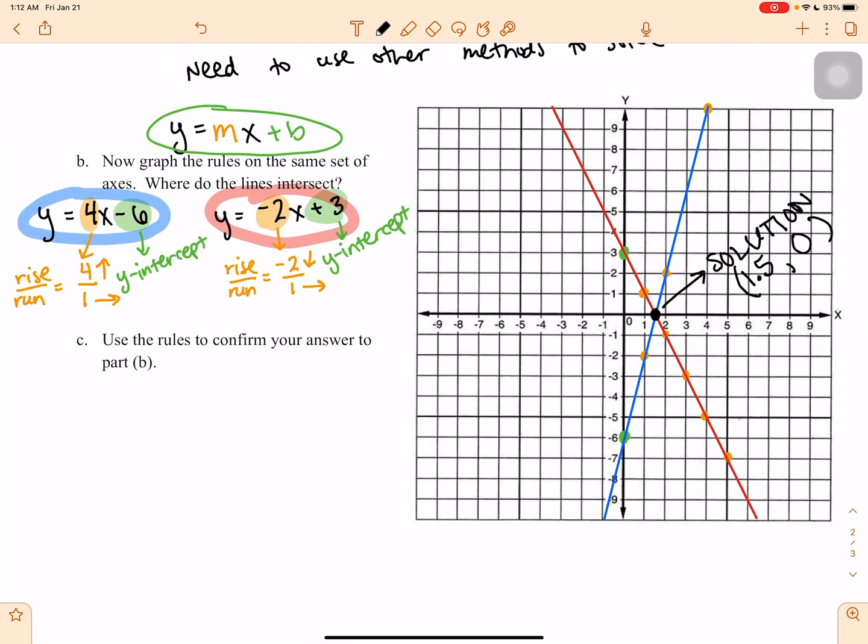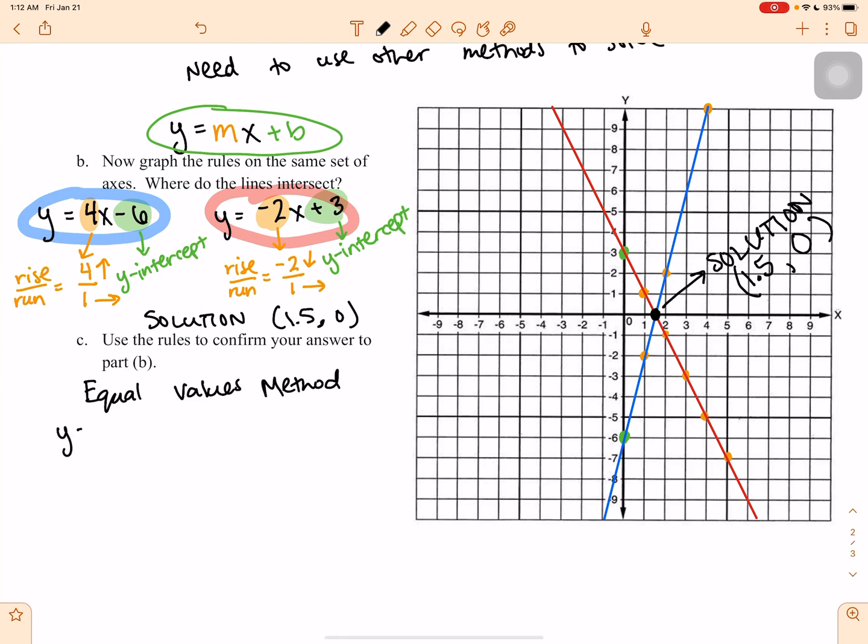Okay, so what we're going to do is use the rules to confirm your answer to part B. So we're going to see if our solution is for sure 1.5 comma 0. So even with graphing it by hand, Desmos might be able to tell you guys right away. But like on a test, graphing it by hand might take a little while, right? Or it might not be as accurate as you want it to be. So we can use equal values method.